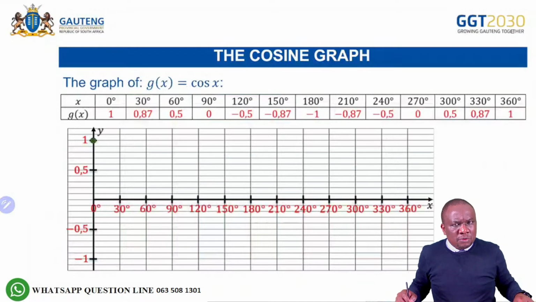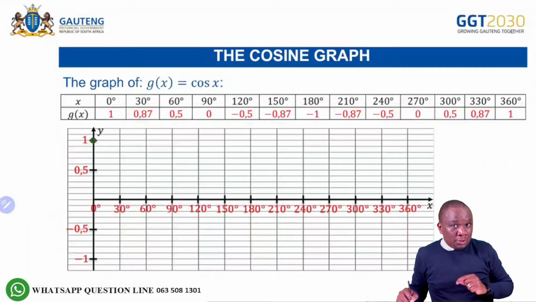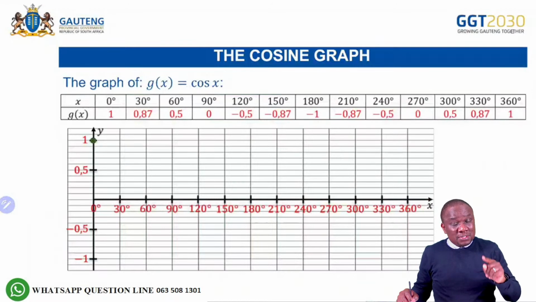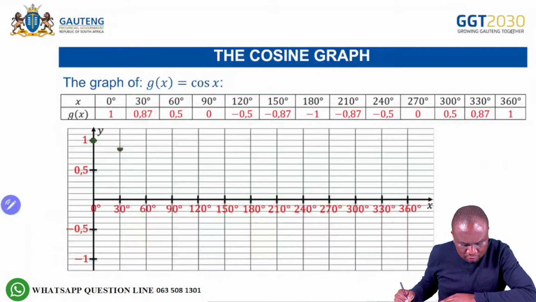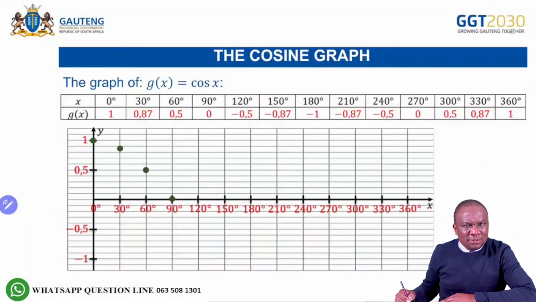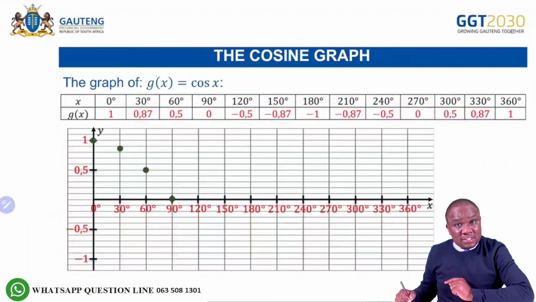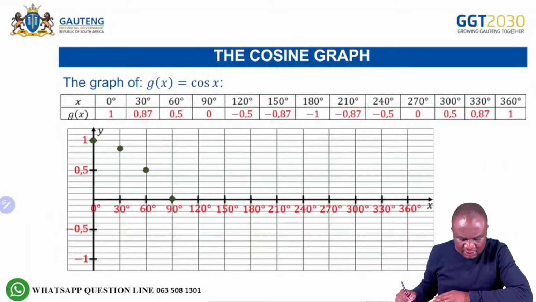What's the difference between the cosine graph and the sine graph? The sine graph started at the origin. Did you see that? The sine graph started at the origin, but the cosine graph starts at 1. Okay? And then 30, cos 30, 0.87. Then 60 goes with 0.5. 90 goes with 0. But the sine graph at 90 was at 1. Do you remember that? Please take note of these differences between the cosine graph and the sine graph.